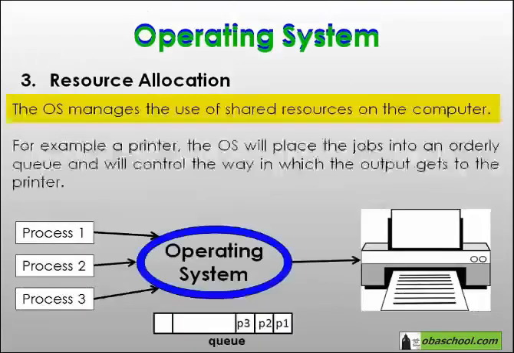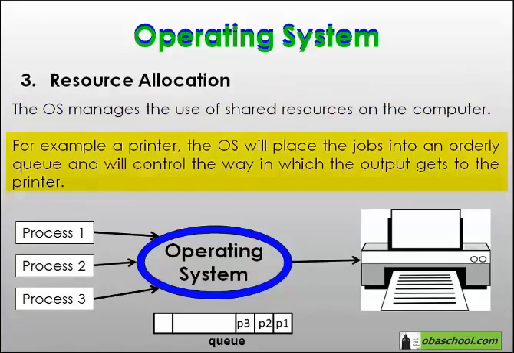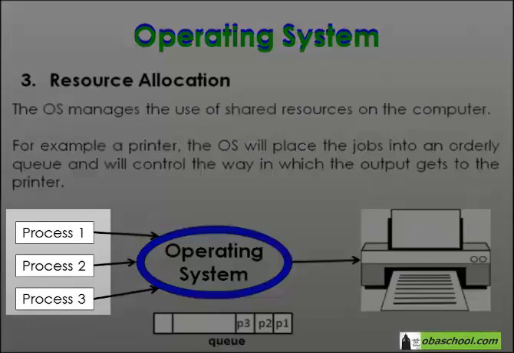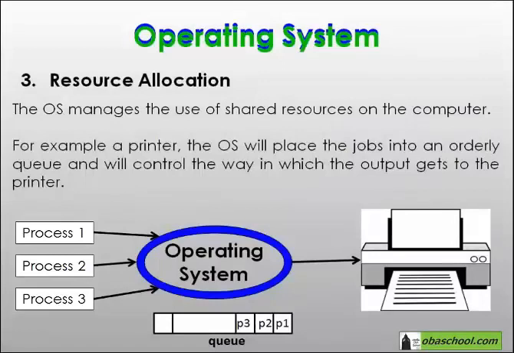And now let's continue. The OS manages the use of shared resources on the computer. For example, a printer. The OS will place the jobs into an orderly queue and will control the way in which the output gets to the printer. Okay, so what does that mean? I have a common resource, which is the printer, and there are 3 processes that want to use the printer. That means my printer is a shared resource shared by process 1, 2, and 3.